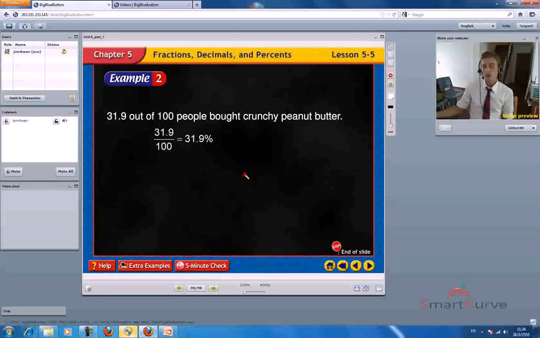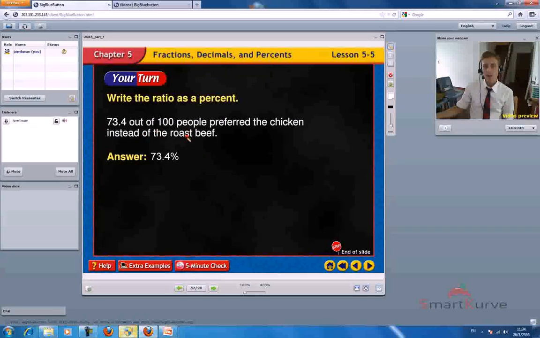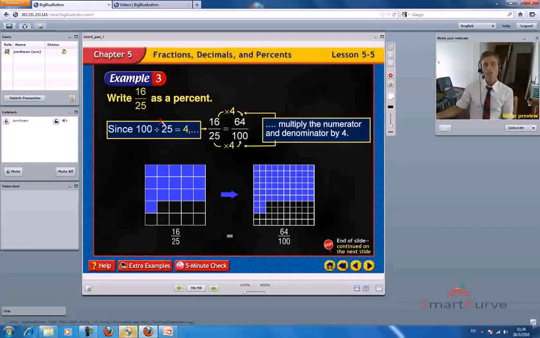Alicia sold 34 out of 100 cookies at the bake sale. So what is it as a percent? 34%. If it is out of 100, the number given is the percentage. 31.9 out of 100 people bought crunchy peanut butter. 31.9 over 100 is 31.9%. 73.4 out of 100 people preferred the chicken instead of the roast beef. If it's out of 100, your percentage is the number.